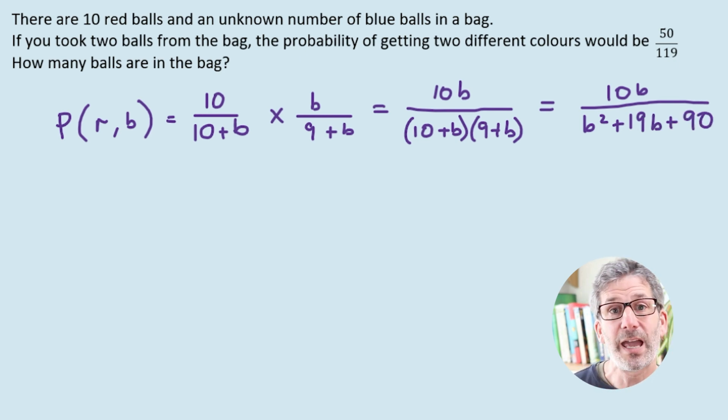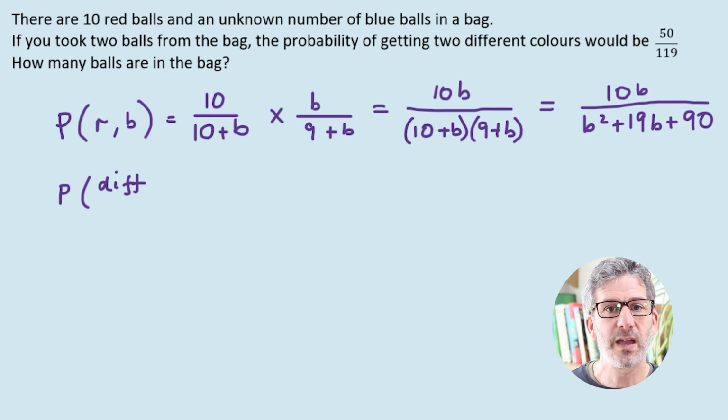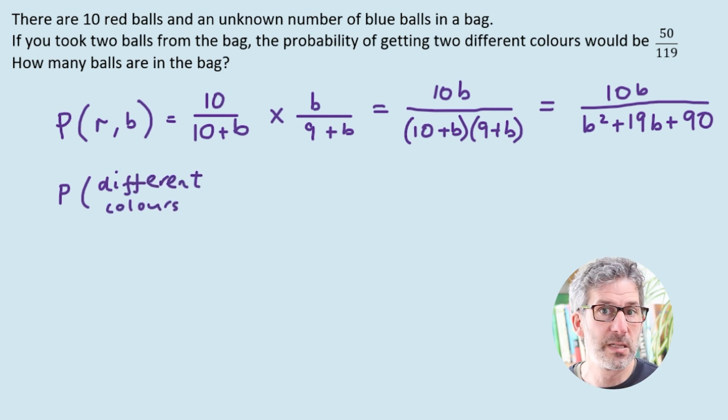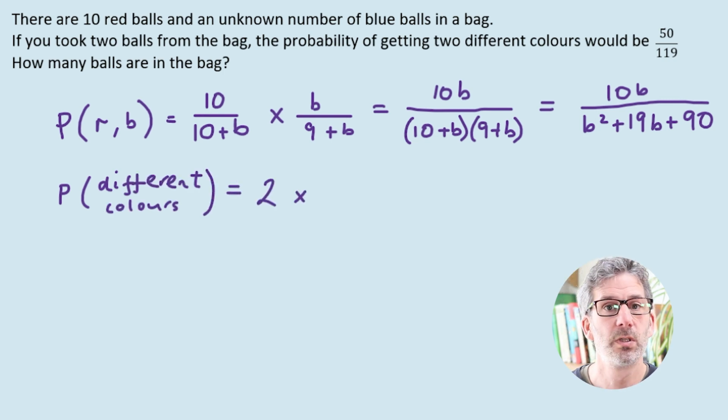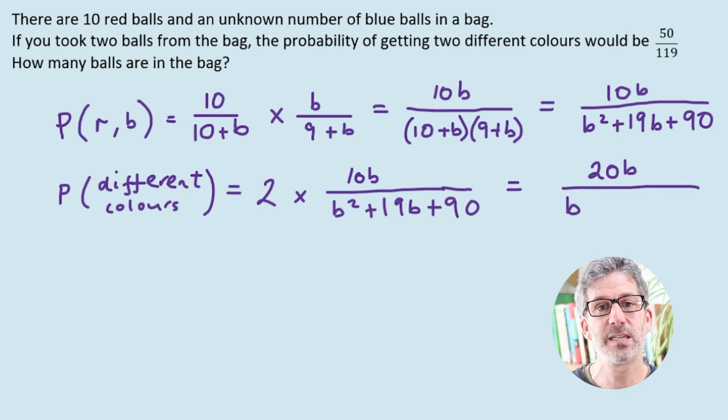But we also need to calculate the probability of getting a blue followed by a red. And in fact, the probability of that is exactly the same. So all we have to do is multiply the probability that we just worked out by 2. That gives us 20b over b squared add 19b add 90.